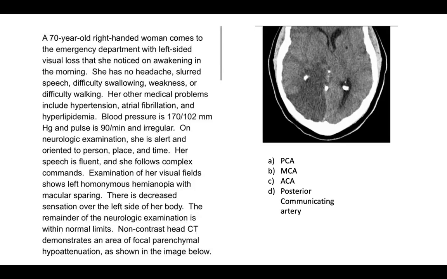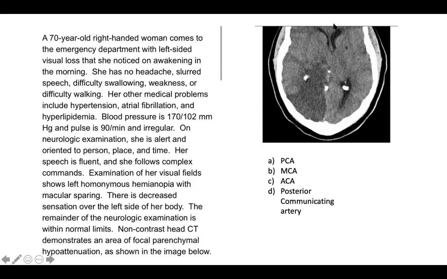Examination of her visual field shows left homonymous hemianopia with macular sparing. There is decreased sensation over the left side of her body. The remainder of the neurological examination is within normal limits. Non-contrast head CT demonstrates an area of focal parenchymal hypoattenuation as shown in the image. So which of the following arteries is the most likely affected?